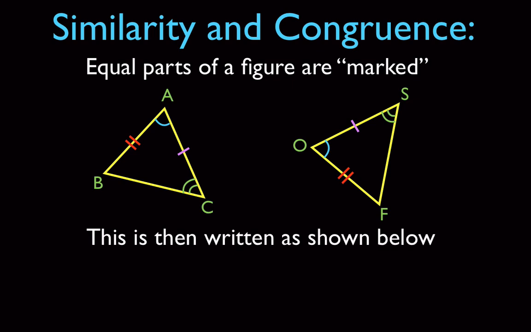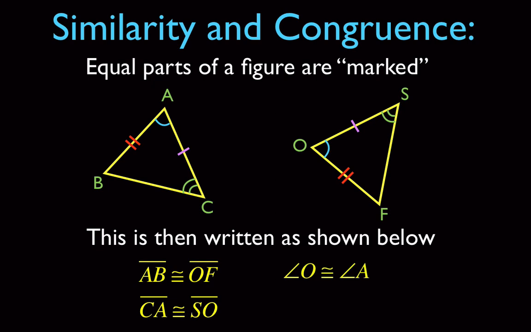Okay, so now what I could do is if I want to write this, I could say, okay, AB is congruent, that's what that symbol means, congruent to OF. And you want to get that word congruent into your vocabulary. Also, CA is congruent to SO. They both have the purple mark. Angle O on the right triangle is the same as angle A on the left. And angle C is the same, congruent as angle S, which means it's the same size and the same shape.